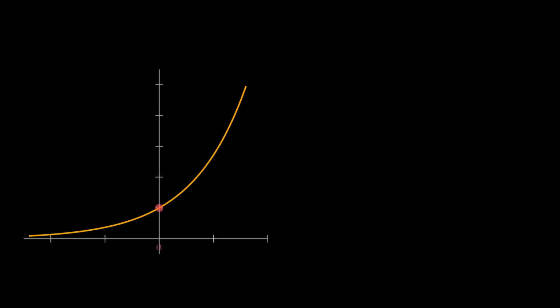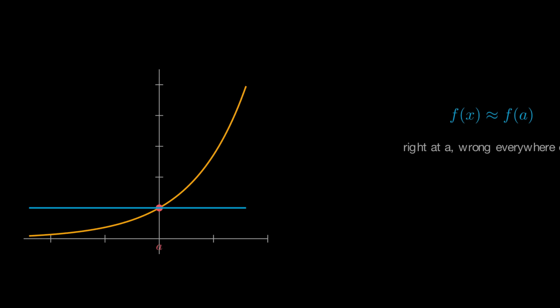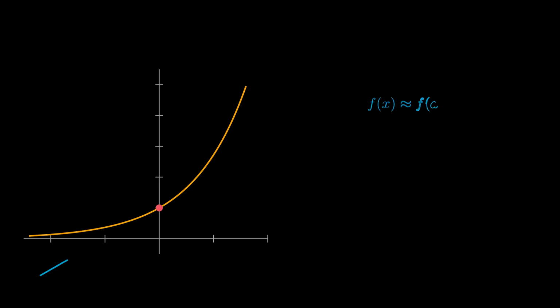Start as crudely as possible. The simplest approximation near a point A is just a flat line at the function's value there, f of A. It's correct exactly at A and wrong as soon as you step away. We can do better. The fix is to match the slope too.